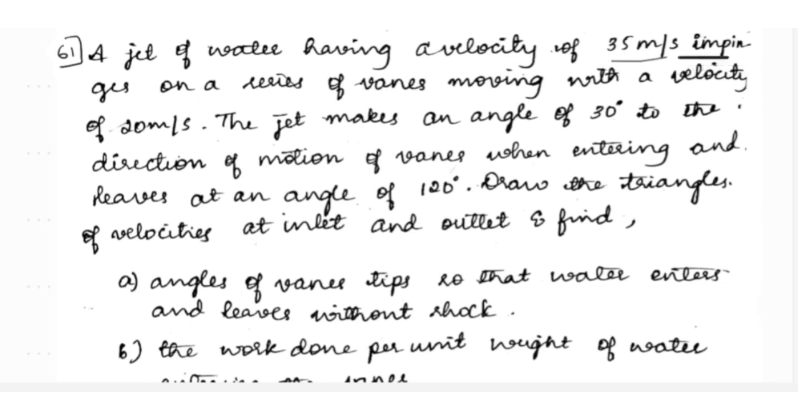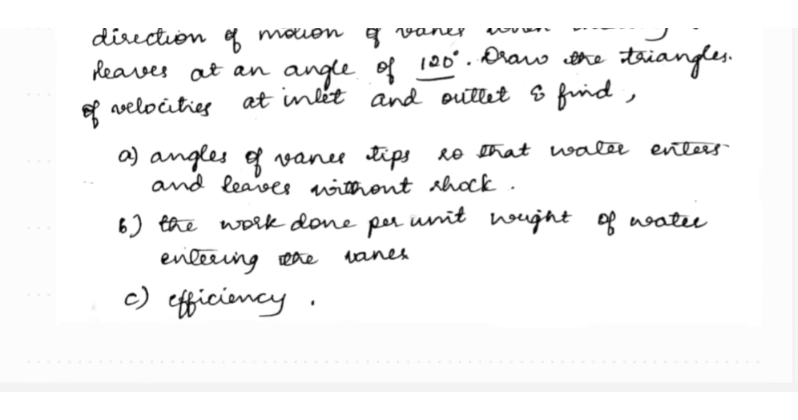We will move to the next numerical. A jet of water having a velocity of 35 meter per second impinges on a series of vanes moving with a velocity of 20 meter per second. The jet makes an angle of 30 degree to the direction of motion of vane when entering and leaves at an angle of 120 degree. Draw the triangles of velocity at inlet and outlet and find angles of vane tips so that water enters and leaves without shock. Second, the work done per unit weight of water entering the vane. Third is efficiency. So this is what the question is.